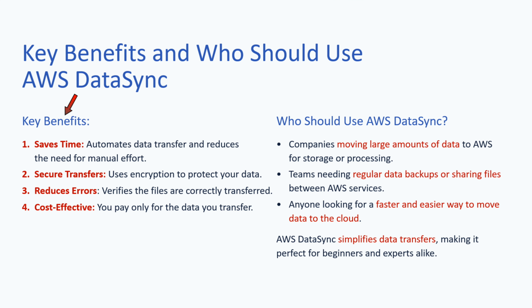Key benefits of AWS DataSync. First one is saves time: it automates data transfer and reduces the need for manual effort. Next one is secure transfers: it uses encryption to protect your data. Next one is reduces errors: it verifies the files are correctly transferred. Next one is cost effective. You pay only for the data you transfer.